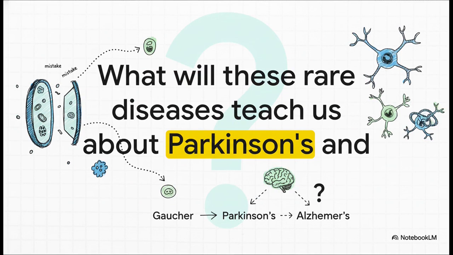So let's end with this thought. These rare and tragic genetic mistakes, they've actually been an amazing window into the cell. They've taught us so much about fundamental biology, like just how critical autophagy is. You know, this link between Gaucher and Parkinson's, that's just the tip of the iceberg. So the big question we're left with is this: what will these rare diseases teach us next about the much more common diseases that plague us, like Parkinson's and Alzheimer's? That's what makes this field so exciting and so incredibly important. Thank you.